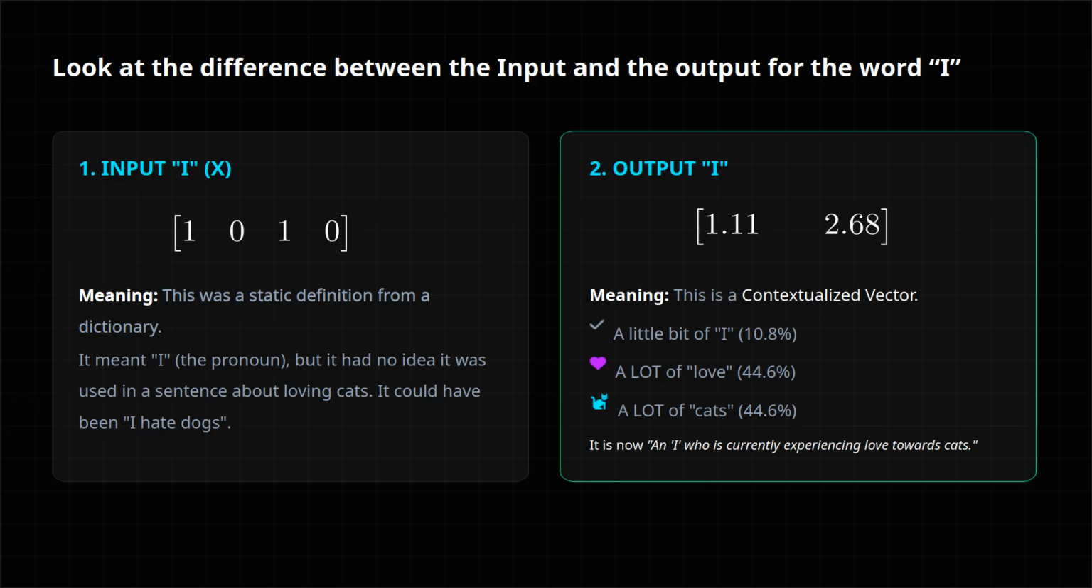After self-attention, the new vector for I is a blend. Roughly 11% of it still comes from the original I value. About 44.5% comes from love, and another 44.5% comes from cats. In other words, the model no longer sees a naked I. It now sees an I who is experiencing love towards cats.